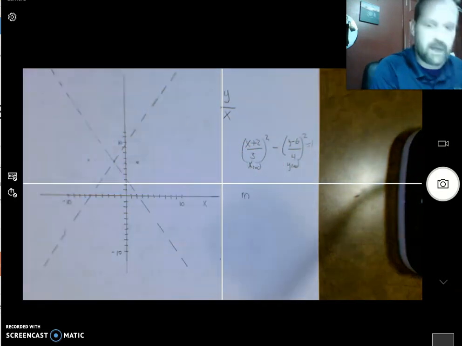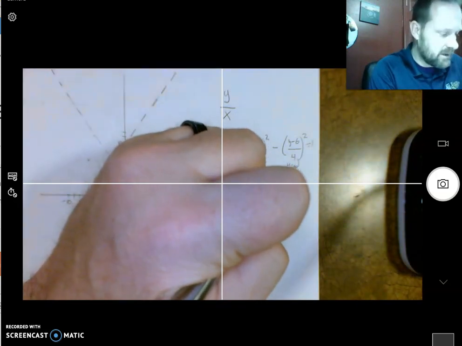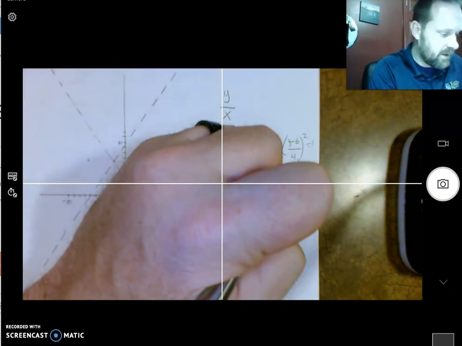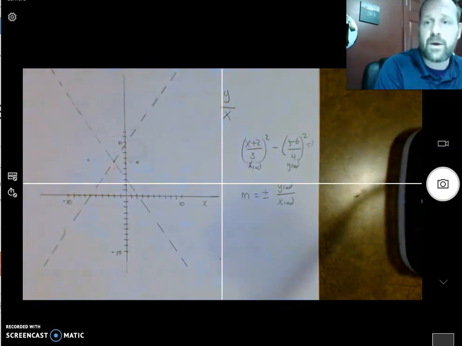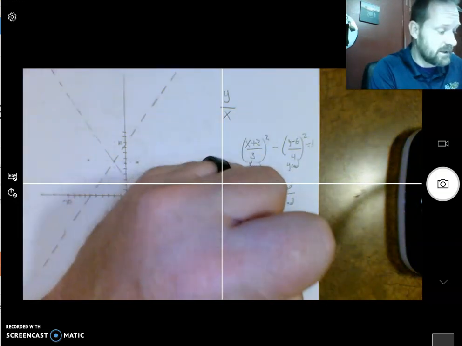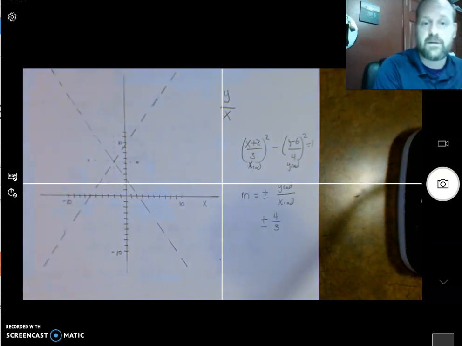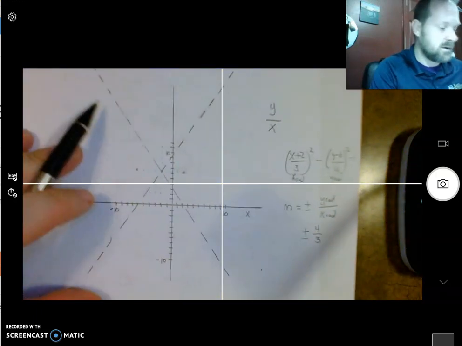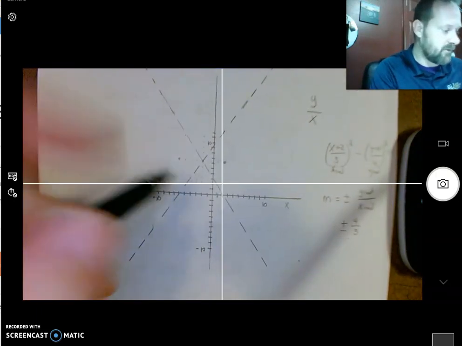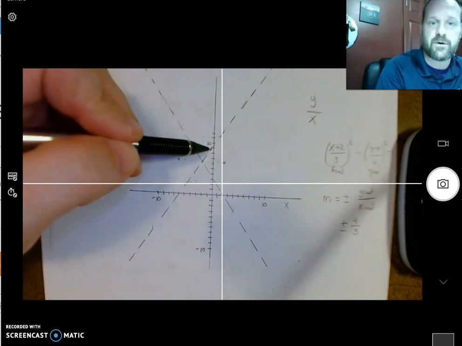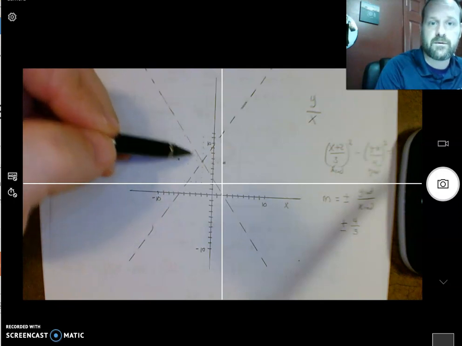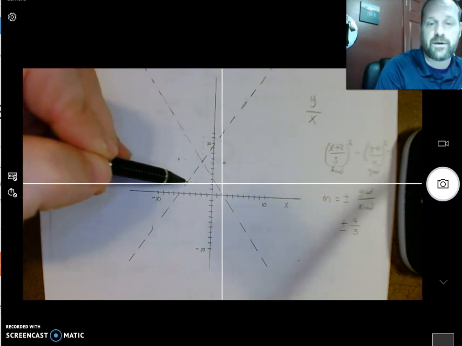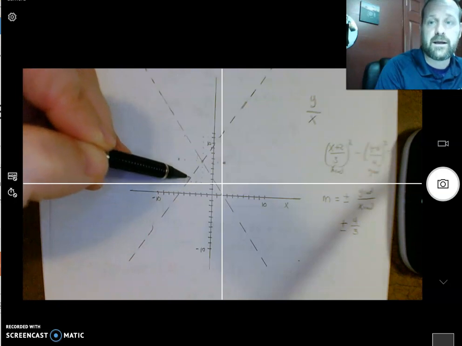M, for slope, is plus or minus y radius over x radius. The y radius over the x radius. So in this case, it would be plus or minus 4/3. And so going back to my drawing here, from the center, I just went up 4 over 3, up 4, or down 4/3. All right? And then now what?